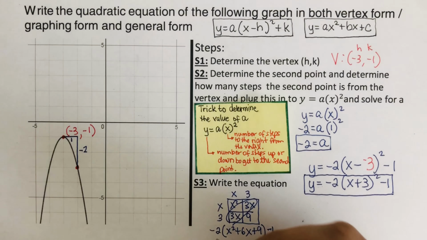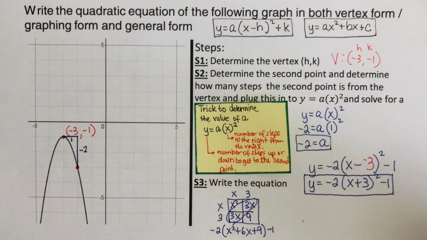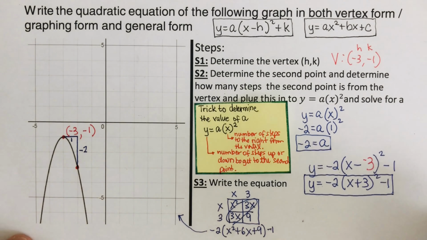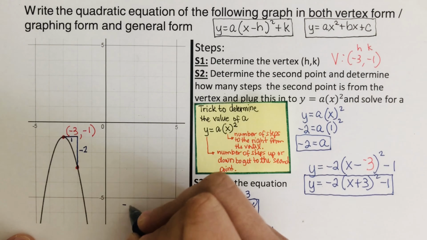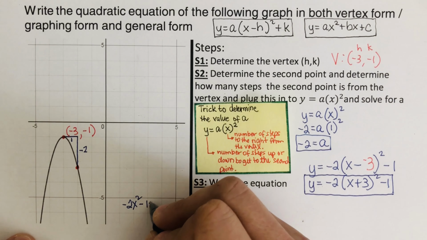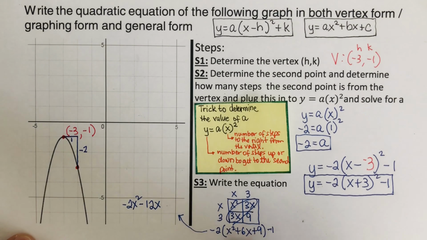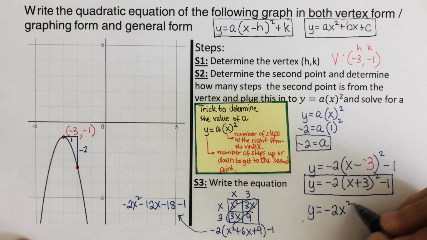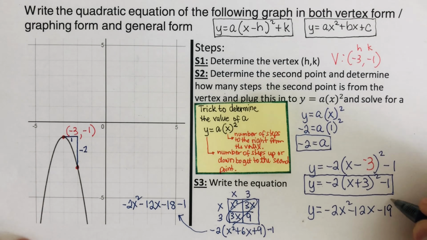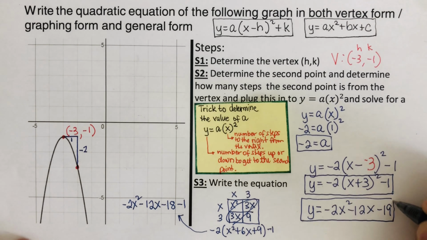Okay. So then we go ahead and distribute. So once we distribute this, let me show the work up here. So we're distributing the 2 to each term right here. So this would come out negative 2x squared. And then that is a negative 12x. And then that's a negative 18. And then that's a minus 1. So then the final equation is y equals negative 2x squared minus 12x, that is a negative 19. And this is our general form.